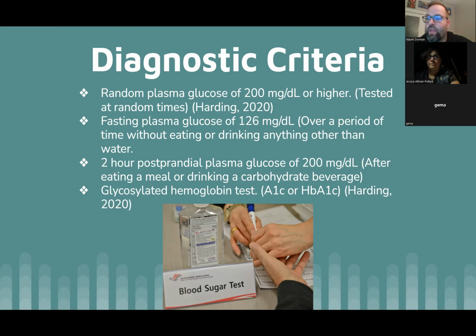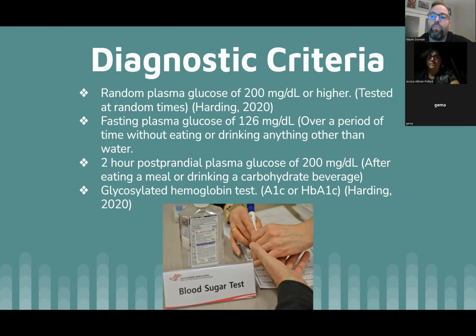Another version is called the postprandial plasma glucose, and it's kind of the opposite of a fasting glucose test. They have you drink a sugary beverage. Two hours later, they measure your glucose, and if it's over 200, it typically is indicative of diabetes.